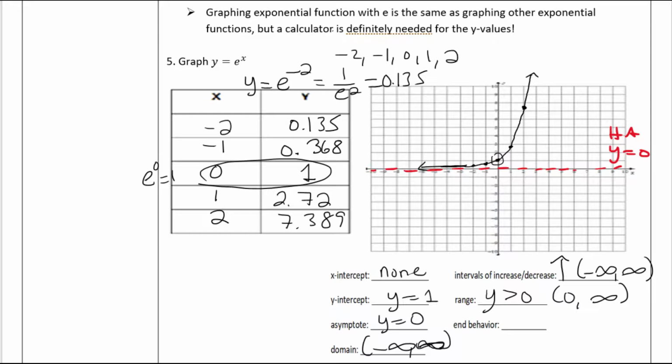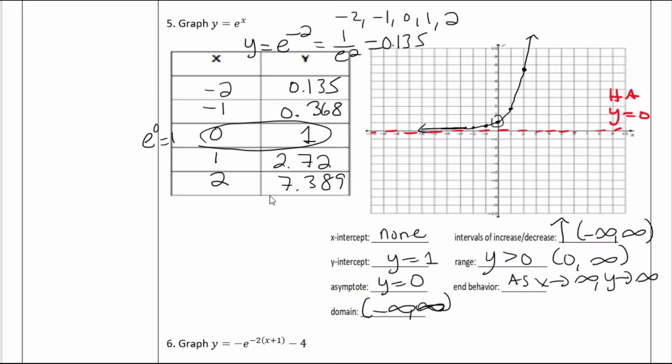The end behavior: as x is going to the right, the graph is going up. So that means y is approaching infinity. As x goes more positive, y goes more positive, to infinity. And as the graph goes to the left, as x goes more negative, the y value approaches 0. The y value is going down to 0. As x approaches negative infinity, y approaches 0. All right, so there's the graph and those are the features.